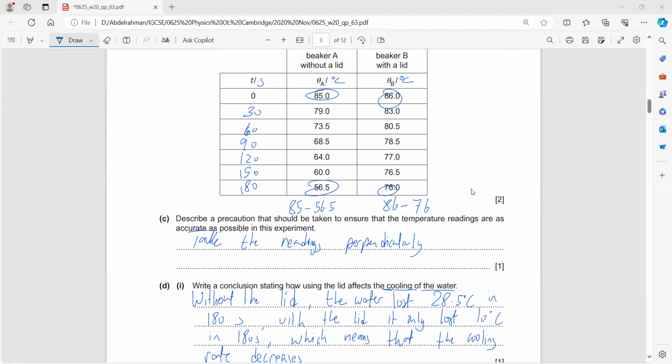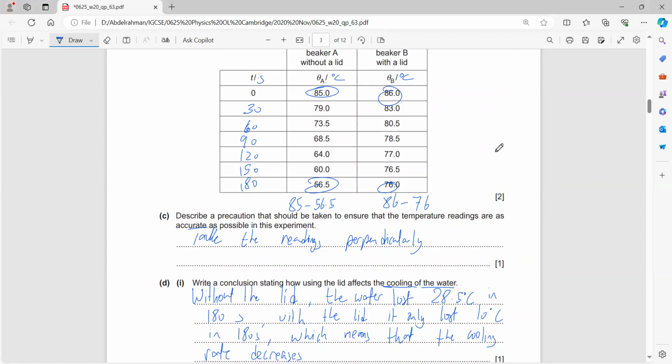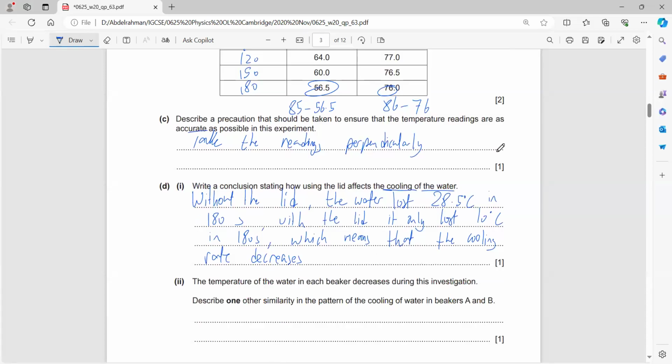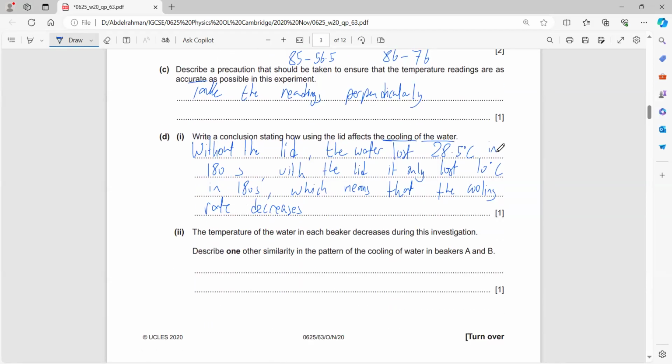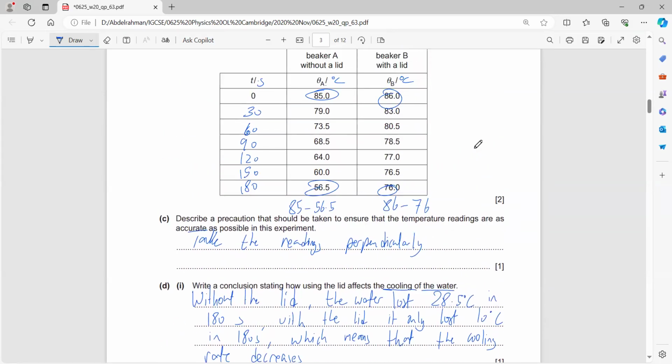Can I say another thing? They had a similar initial temperature. This is correct, but that's not what he wants you to say. He wants you to state that the cooling rate of both beakers A and B decreases with time. What do I mean by saying that the cooling rate decreases with time?